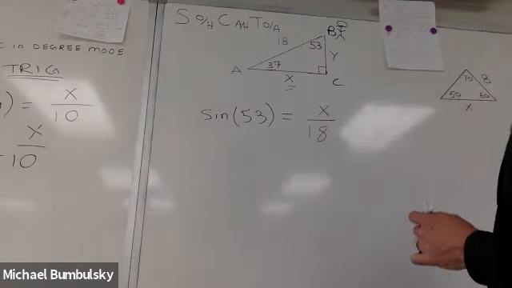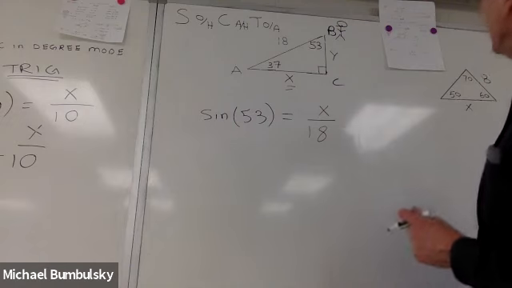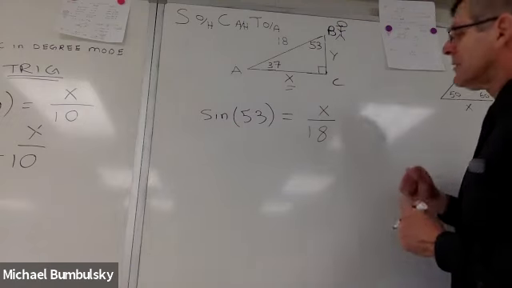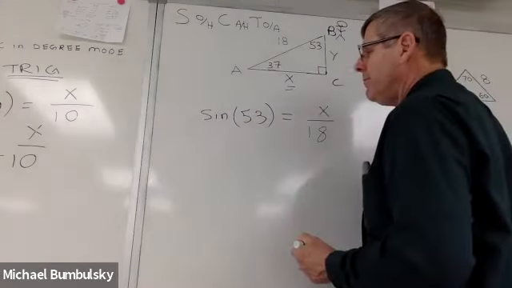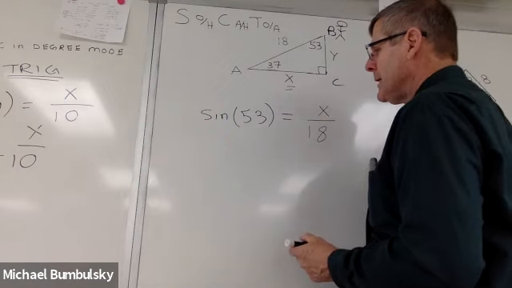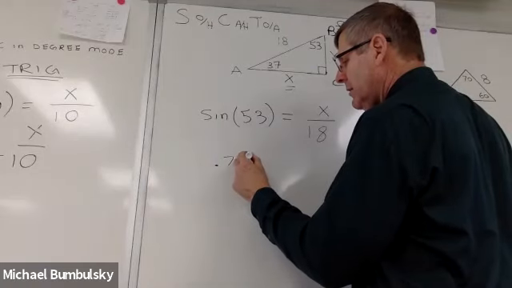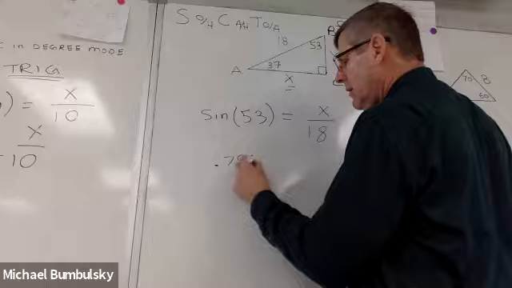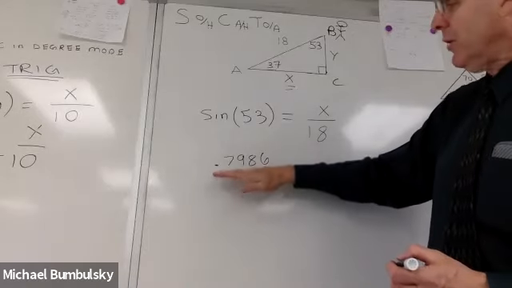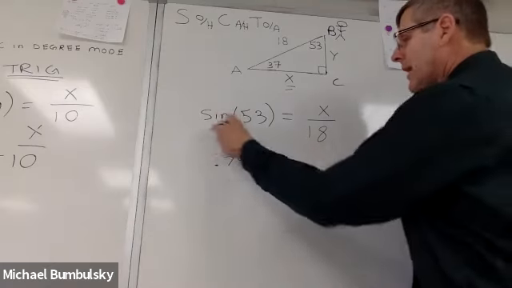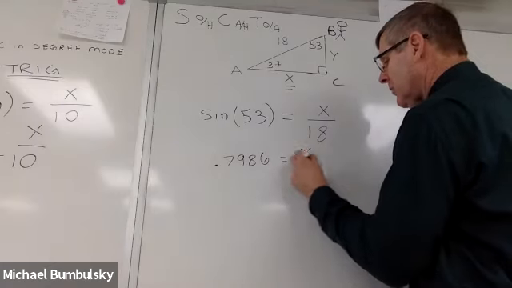Okay, go ahead and tell me what the sine of 53 in your calculator is. What is the sine of 53? 0.7986. Yeah. Okay, and that makes sense because we said it always has to be between 0 and 1. So 0.7986 is x over 18.